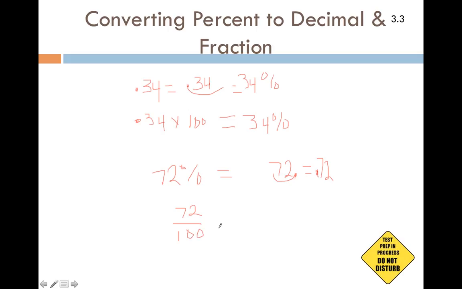Every division problem, every fraction is also a division problem. So when we divide 72 by 100, that's also going to give us 0.72. Those are the two ways we can do it. We can take the percent, convert it to a fraction, 72 over 100, because percent means per 100. That's 72 divided by 100, and that gives us 0.72.